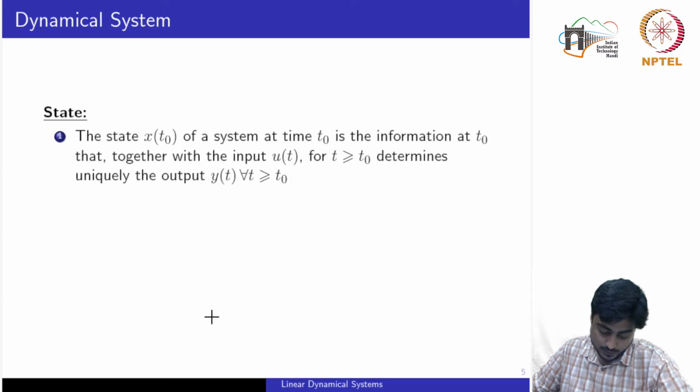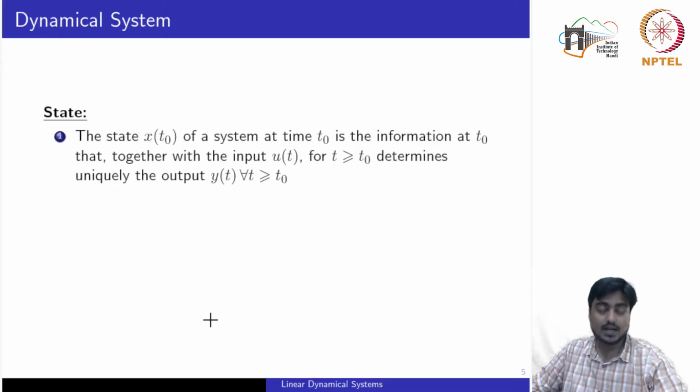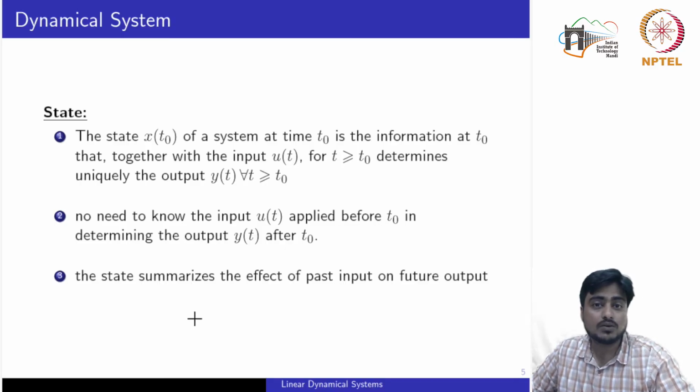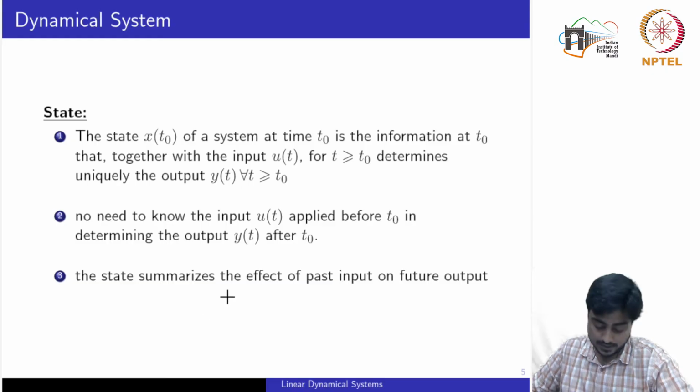So in this respect, the state of a system at time t0, that is x(t0), is the information at t0 that together with the input u(t) for t greater than or equal to t0 determines uniquely the output y(t). What does it mean? It means that if we have the information about the state at time t0, then we do not need to know the u(t) applied before t0. So in fact, the state summarizes the effect of the past input on the future output.